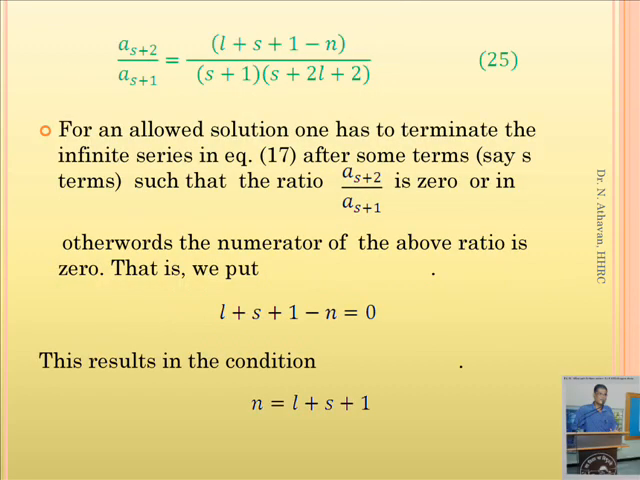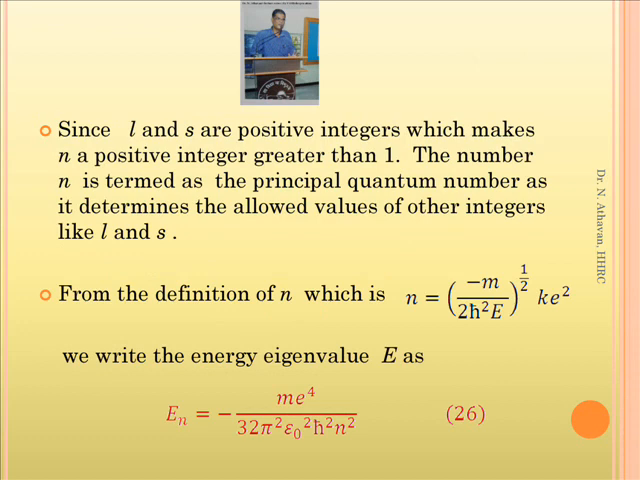So what we are going to do is, as in the case of the harmonic oscillator and the rigid rotator, we are going to terminate the infinite series after some terms, say s terms, such that the ratio a_{s+2} by a_{s+1} is 0. By doing so, we get a condition on the parameter n. Previously we introduced n as a parameter, now we get a condition on it: n is equal to l plus s plus 1. Since l and s are positive integers, n is also a positive integer, and additionally we get a condition that n should be greater than or equal to 1.